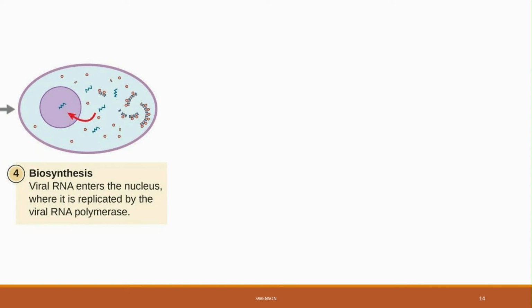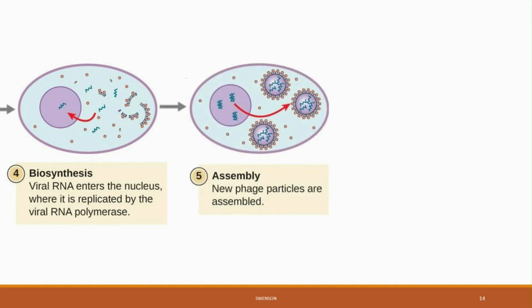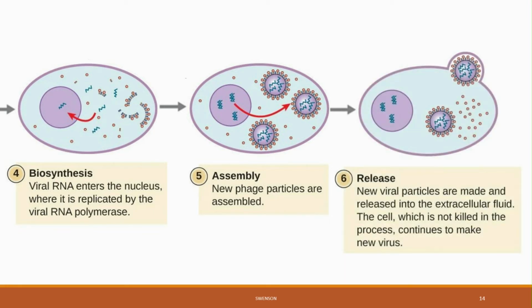In step four is biosynthesis, where viral RNA enters the nucleus, where it is replicated by the viral RNA polymerase. So, this even tells the cell to produce the proteins for viral RNA polymerase to conduct its replication. And step five is assembly. So the new viral particles are going to be reassembled into full viral particles. In step six, we have the release, where new viral particles are made and released into the extracellular fluid of the animal. And the cell, which is not killed in the process, continues to make new viruses.